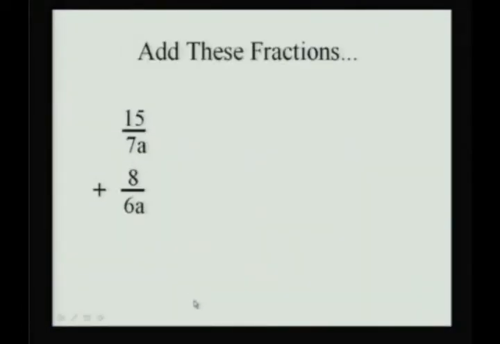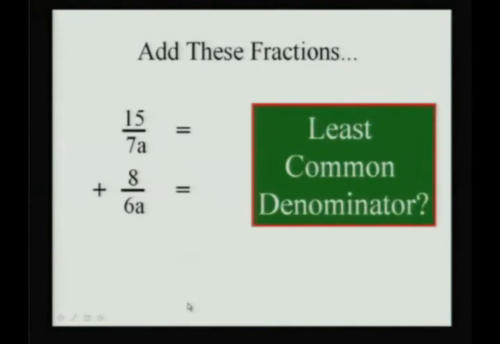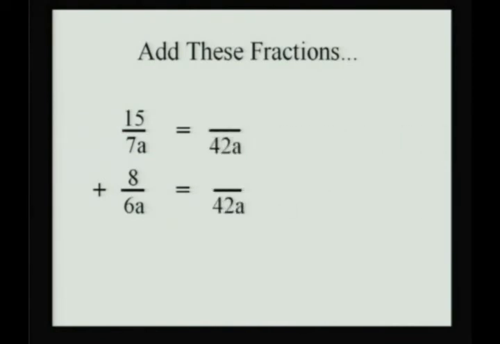For instance, to add these two fractions, we can't add them if they have different denominators. So we have to find the least common denominator. The least common denominator of 7a and 6a will be 42a. And then I say to myself, what did I do to 7a to get 42a? I multiplied by 6. So 15 says, hey, what about me? I need a 6 too.